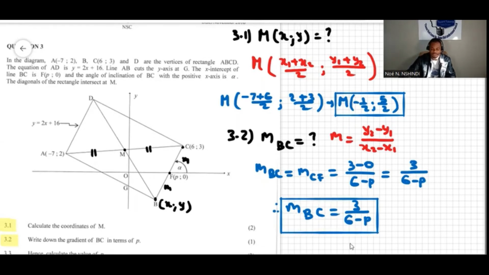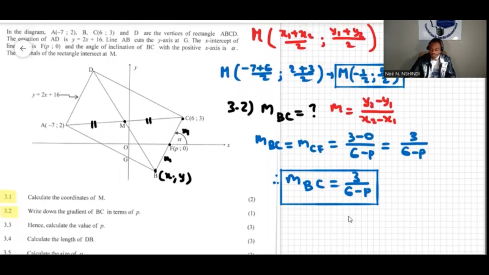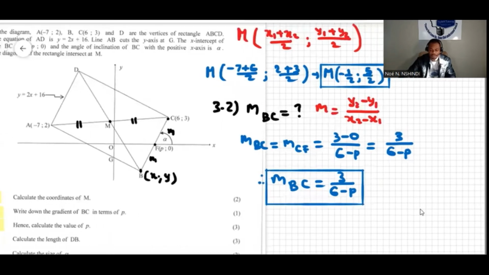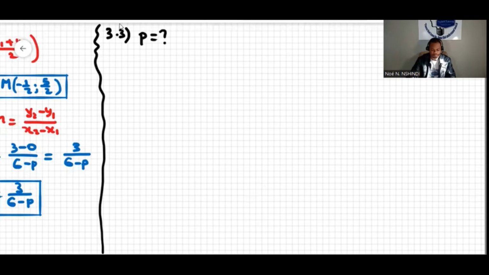And then the following question, let's move a little bit up there. Question 3.3 says, hence calculate the value of P. I'm going to write the question and move my board over here. 3.3, we need to find the value of P. This is what we're looking for.